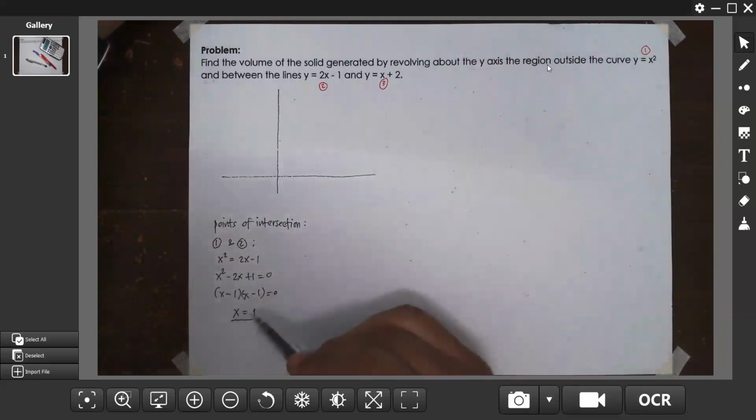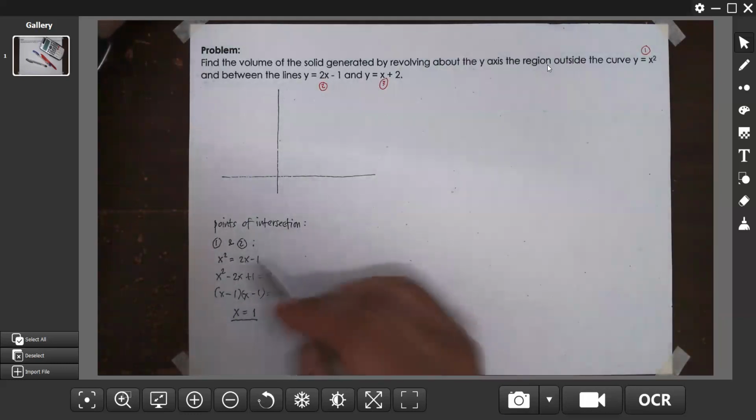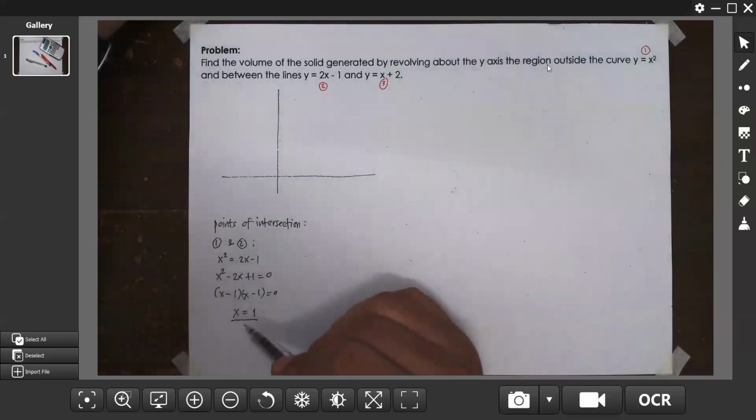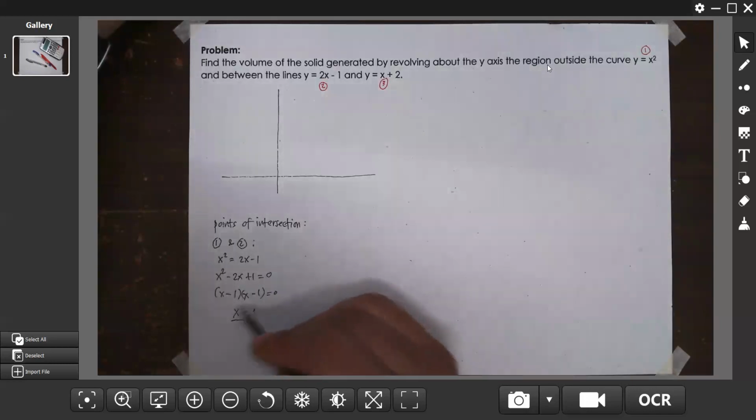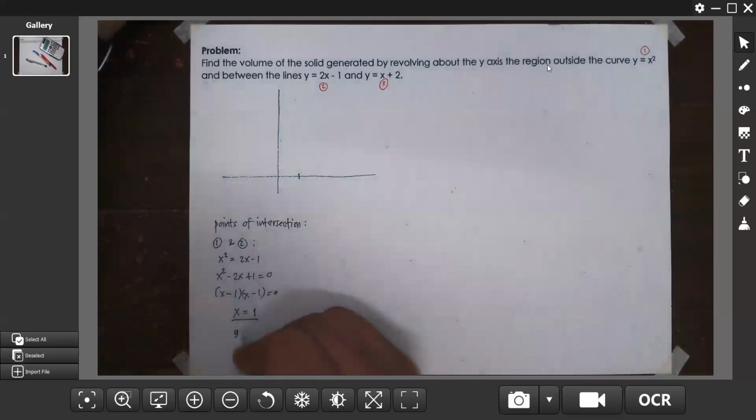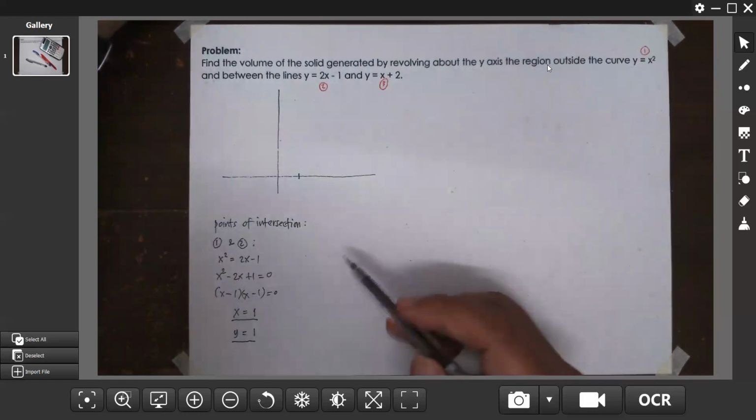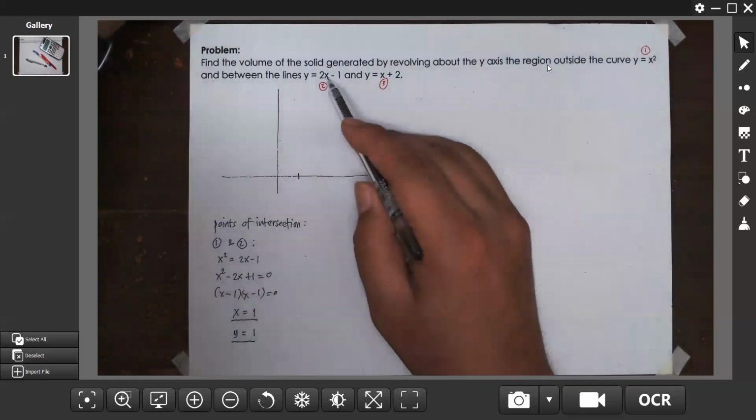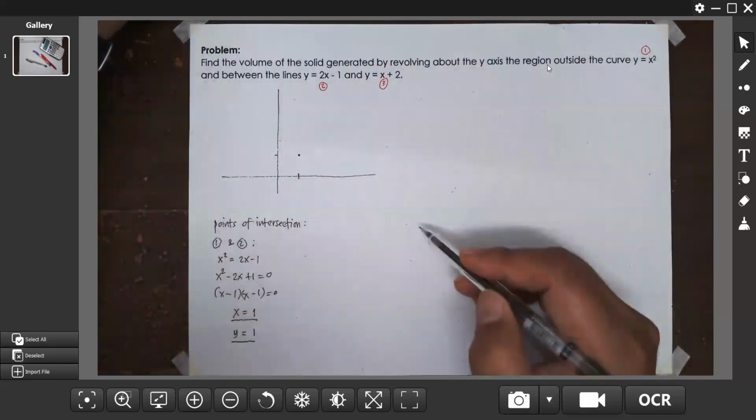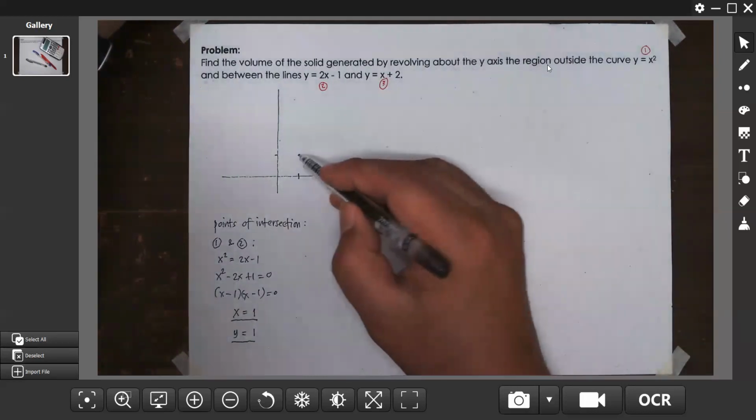Now, if you only have one point of intersection, it means that this line is tangent to the parabola at x equal to 1. We only have one point of intersection, so x equal to 1 is a point of tangency. When x equal to 1, the value of y is also equal to 1. It's a point of tangency.